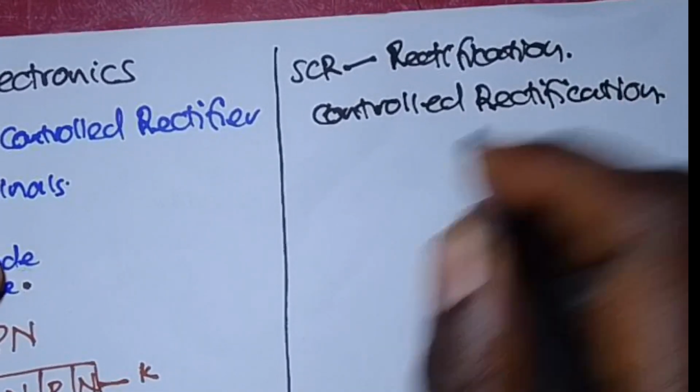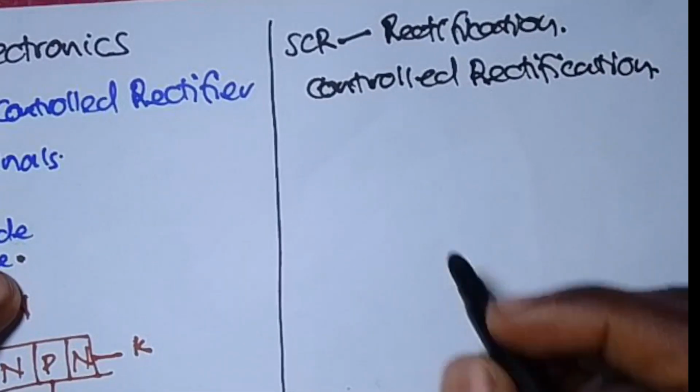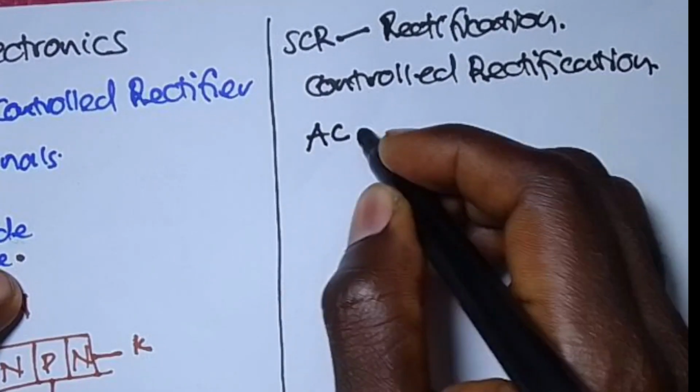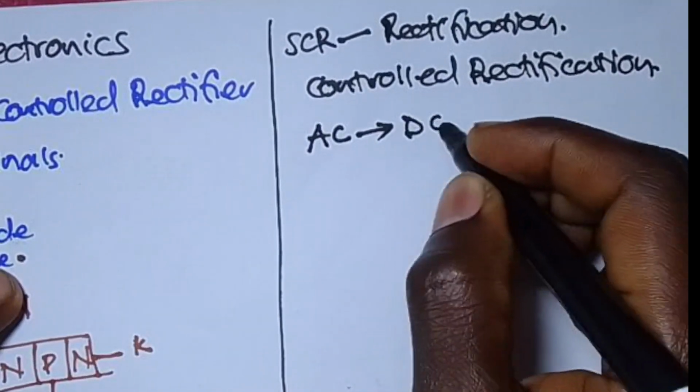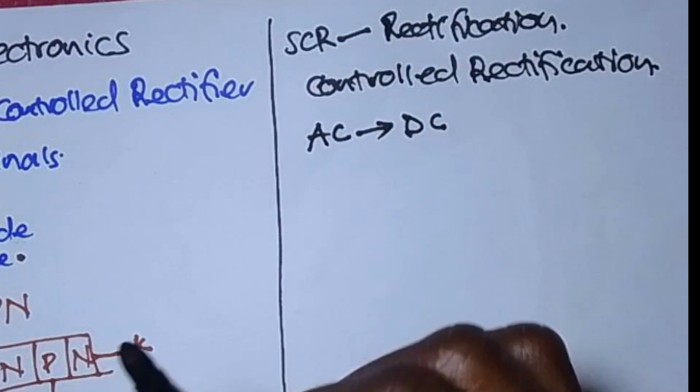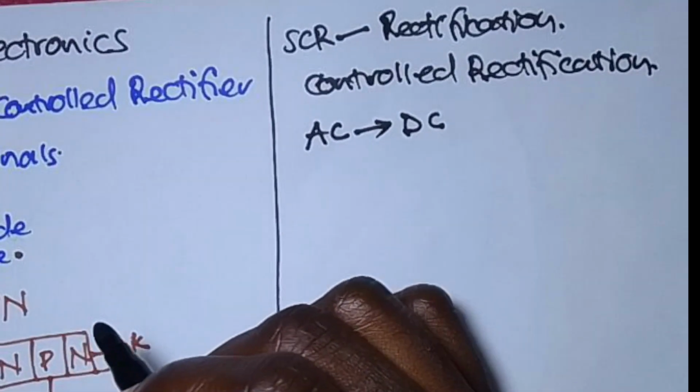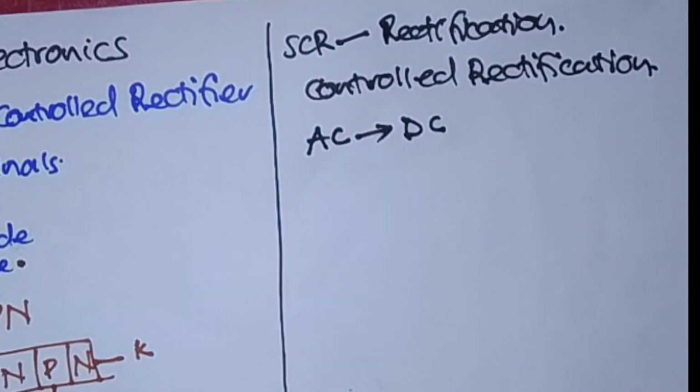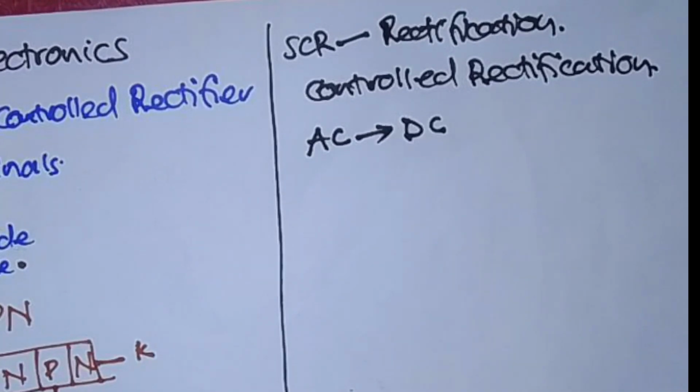So when they say controlled rectification, it is simply changing AC to DC, but while controlling the power that is being output to any device that is connected to that circuit. So how does this thing work?